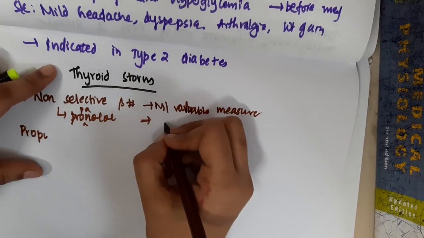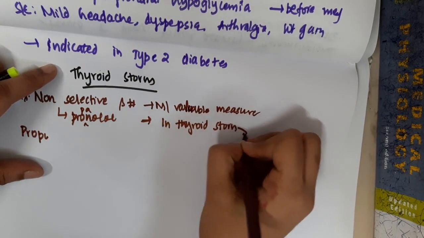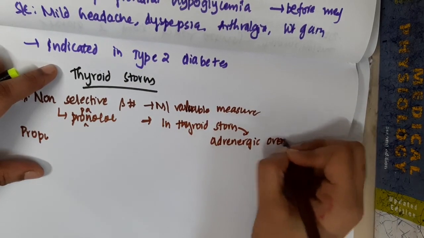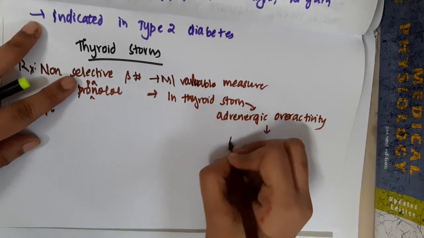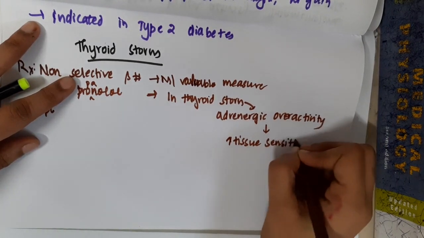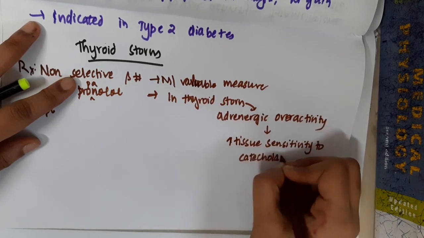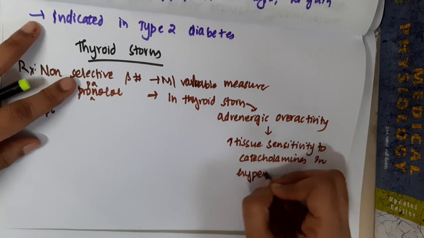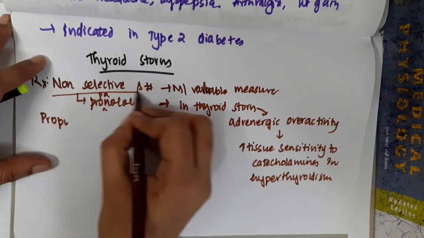Why is it most important? This is because in thyroid storm there is more adrenergic activity. There will be adrenergic overactivity in thyroid storm, and because of this adrenergic overactivity, it will increase the tissue sensitivity to catecholamines. That is why we give non-selective beta blockers.